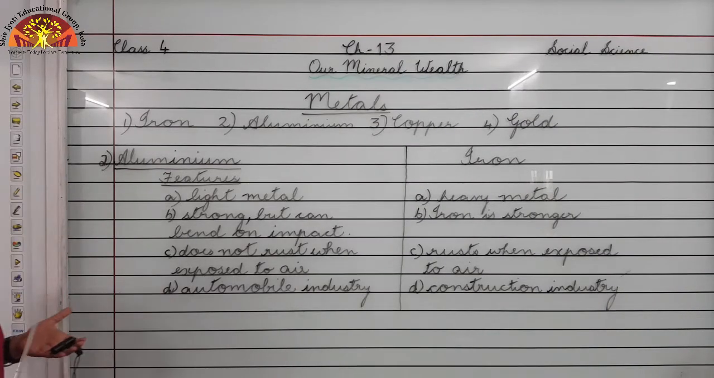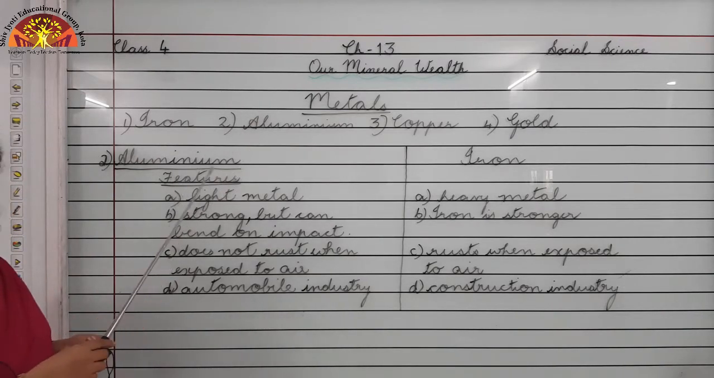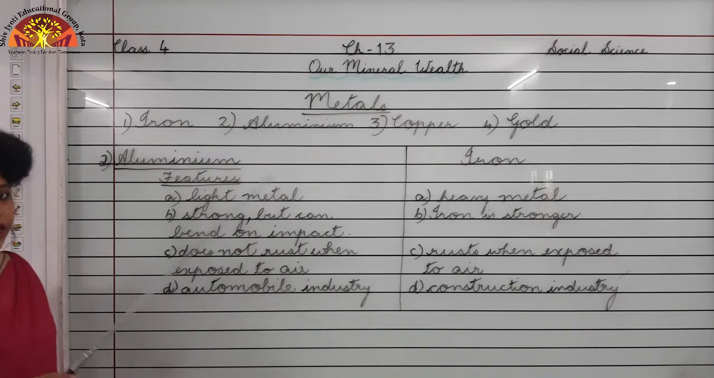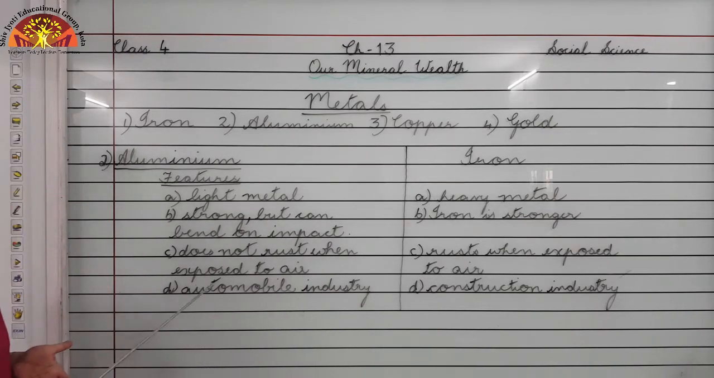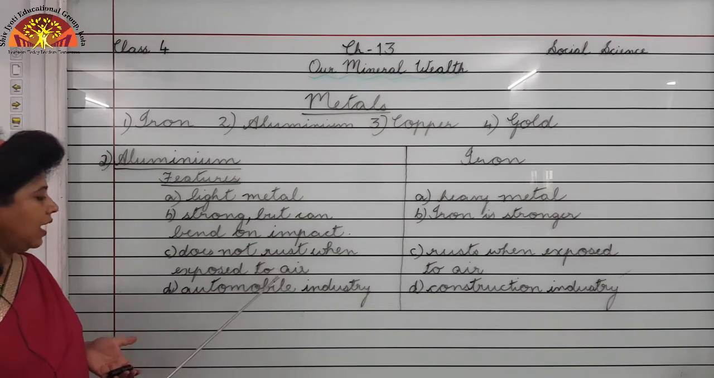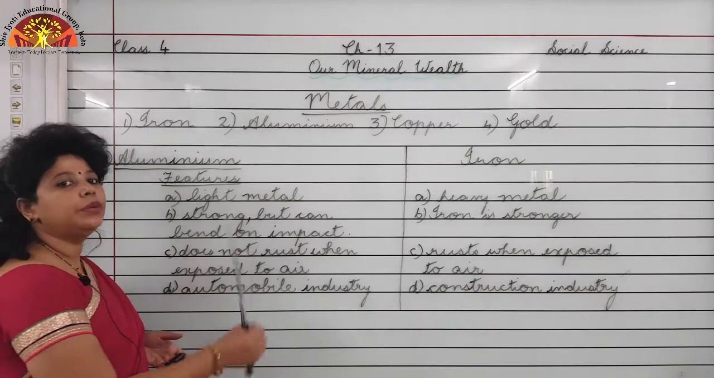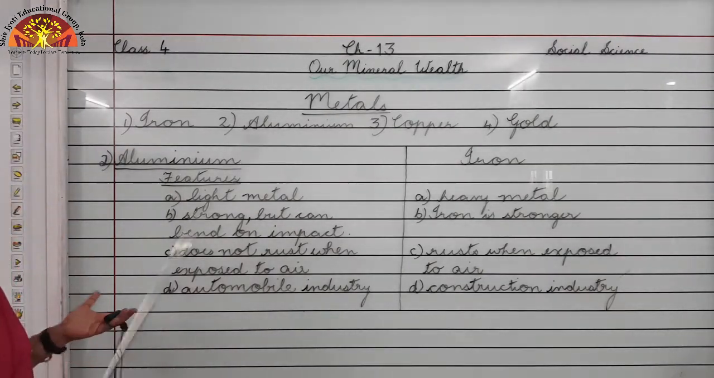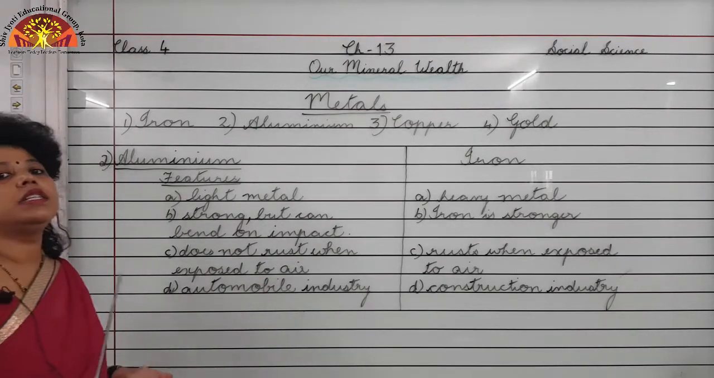Let us now talk about the different features of aluminium. Your second metal is aluminium. The features of the metal aluminium are: it is a light metal, it is strong but it can bend on impact, it does not rust when exposed to air, and it is mainly used in the automobile industry. So, very often aluminium is compared to iron for various purposes. Let us now make a comparison and then understand which metal is good for what.